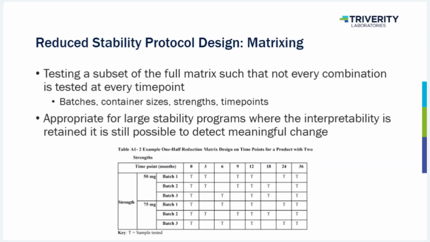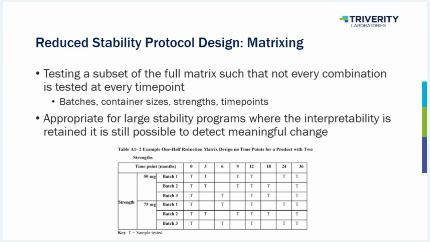Matrixing is a lot more complicated, and you're looking at different variables like batches, container size, strengths, time points, and you are putting up product that supports all of it, but maybe not testing every single time point. This is really appropriate for large stability programs where you're still able to interpret the stability of everything, and you're able to detect meaningful change, but you're not having to test maybe 6 samples at every time point.